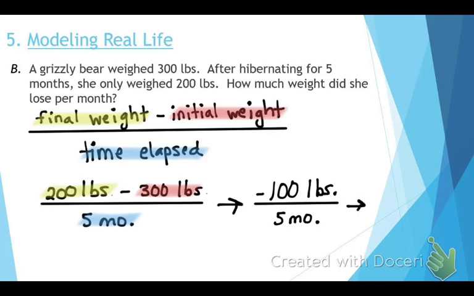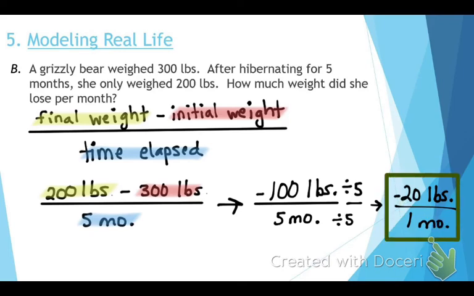Next up, my question asks me, how much weight did she lose per month? Does this tell me how much she lost per month? No, my answer right here tells me how much she lost in 5 months. How do I turn that 5 in my denominator into a 1? Divide it by itself. So if I divide by 5 on the bottom, what else do I do to the top? Divide by 5 on top. What's the answer, guys? Negative 20 per month. Negative 20 what per month? Pounds. Negative 20 pounds per month.